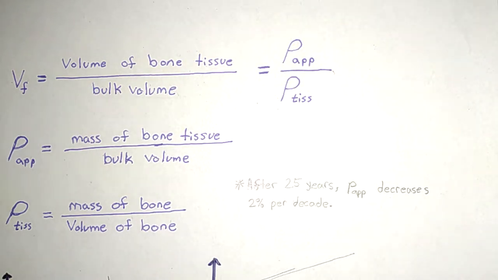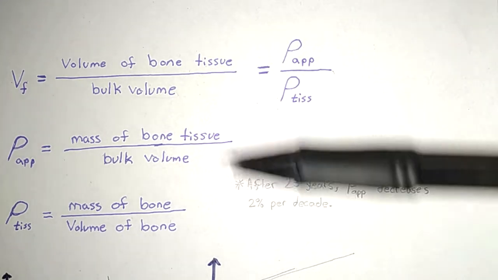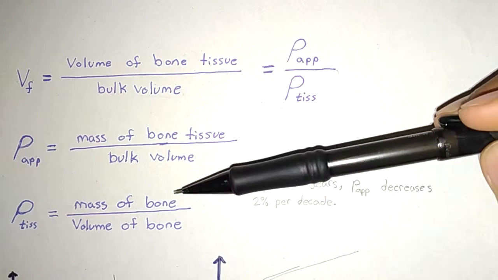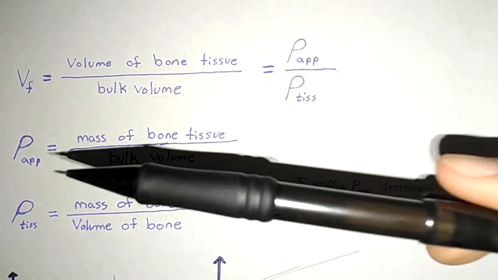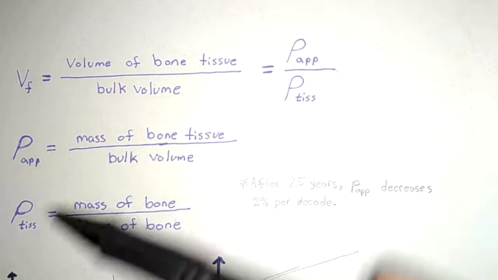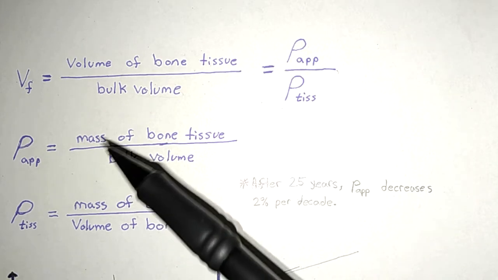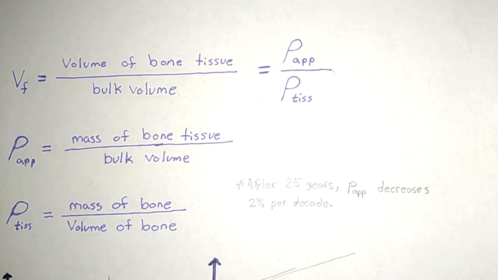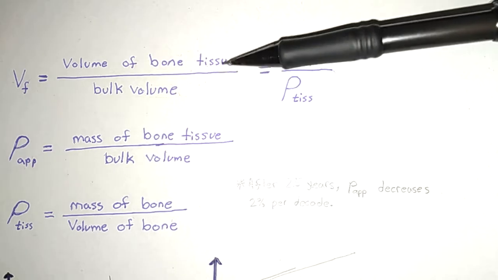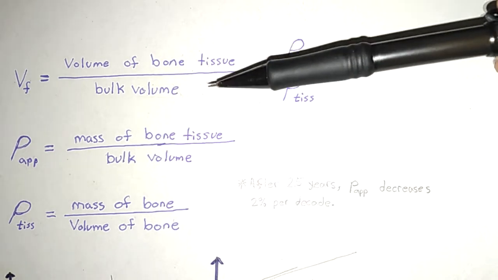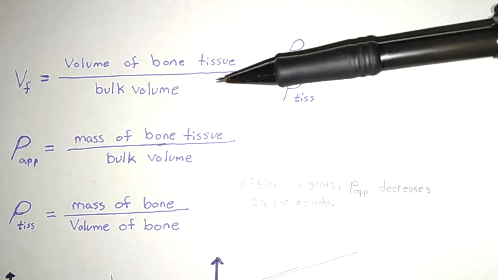Before we get into the actual properties of bone and what determines the mechanical strength, there are three formulas here that are important to know. The first one is volume fraction. Volume fraction is defined as the volume of, in this case, bone tissue inside a sample of a bone.